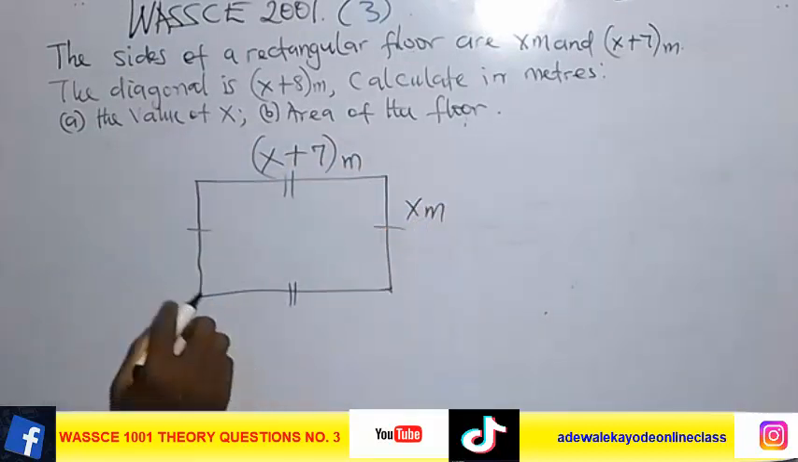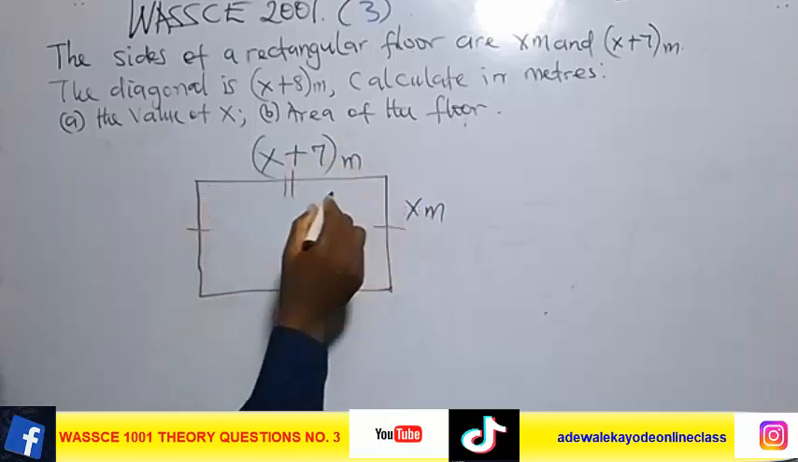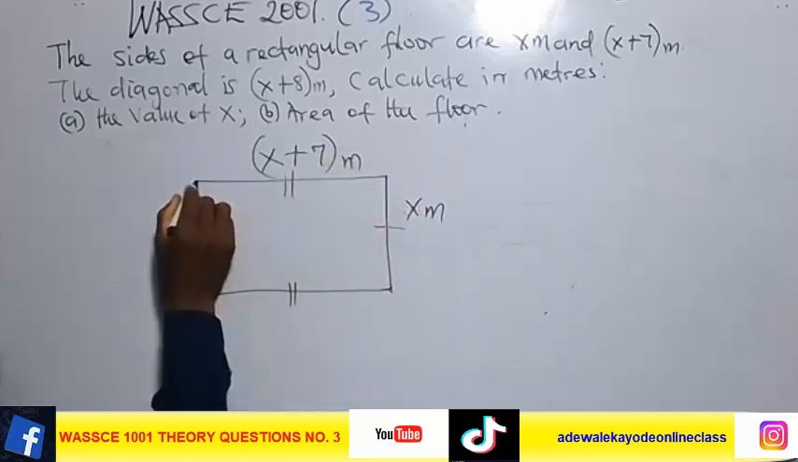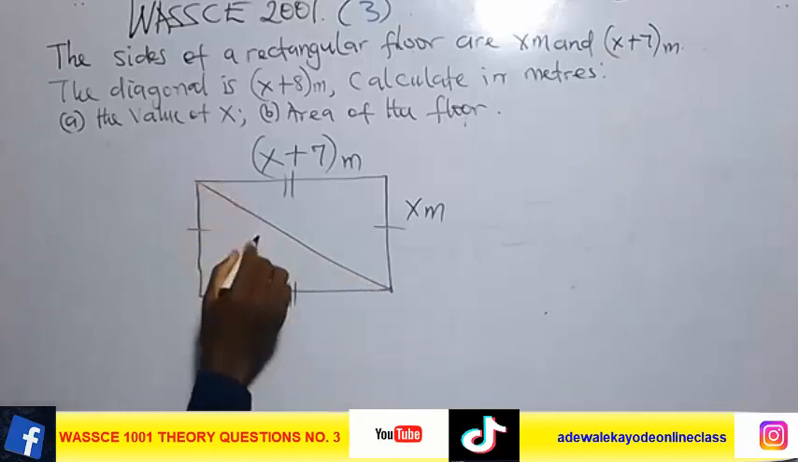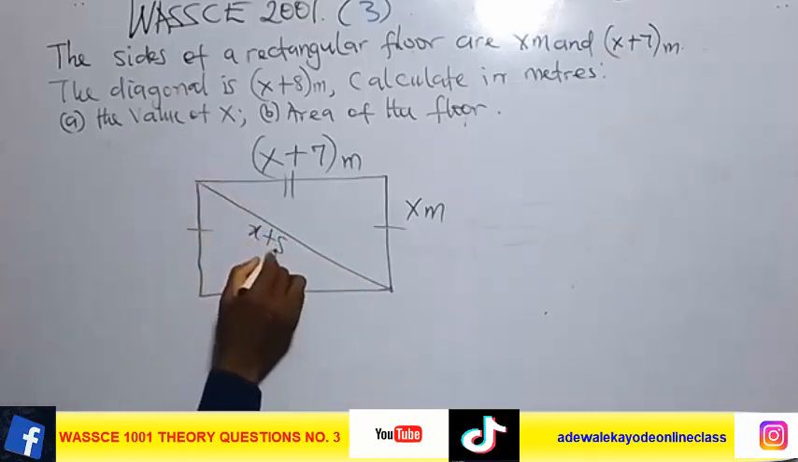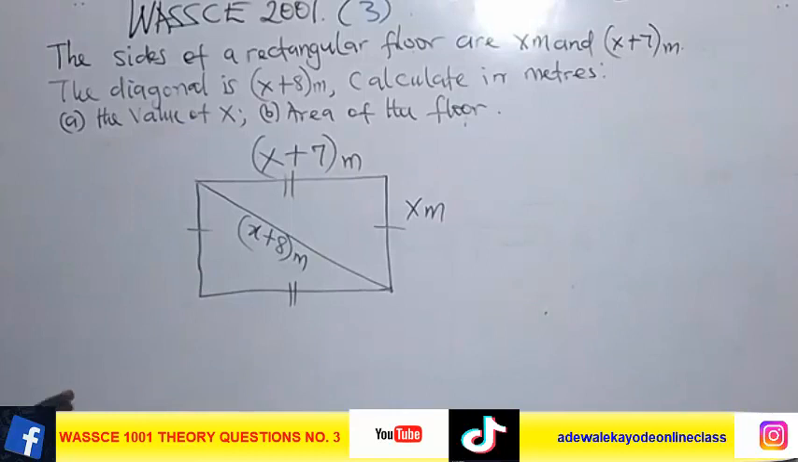They said the diagonal is x plus 8 meters. So that means you need to draw a diagonal here. Okay, let's do it this way. So this is x plus 8 meters, which is the diagonal. So we are now asked to calculate the value of x.